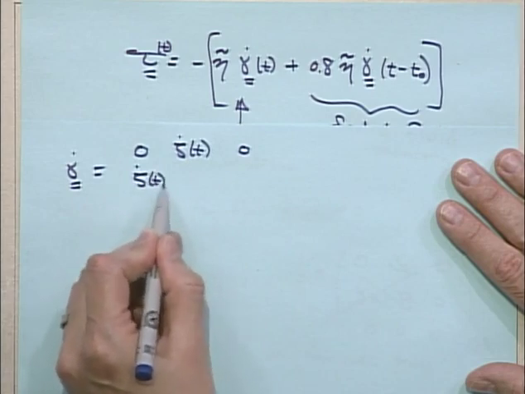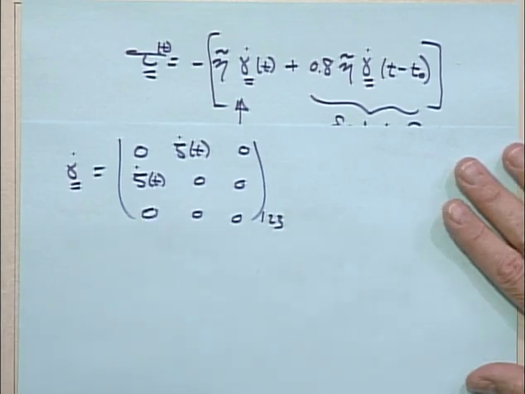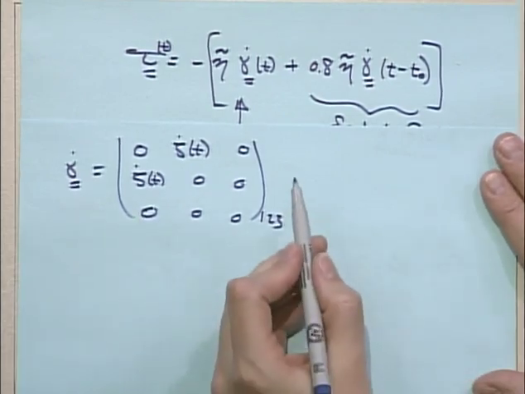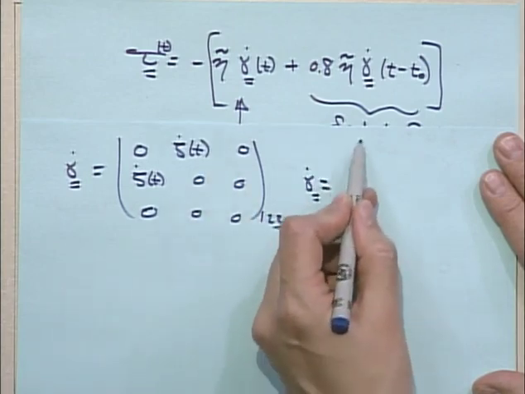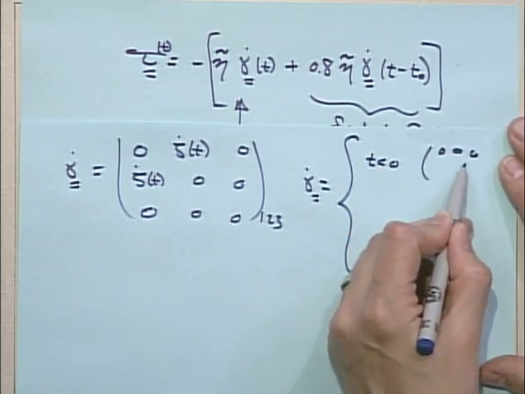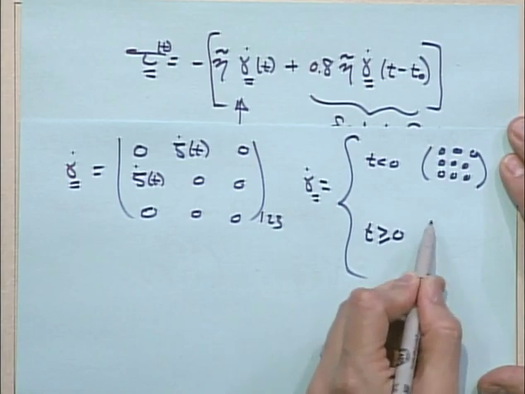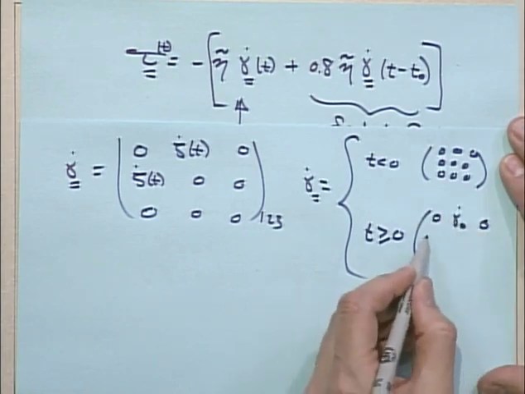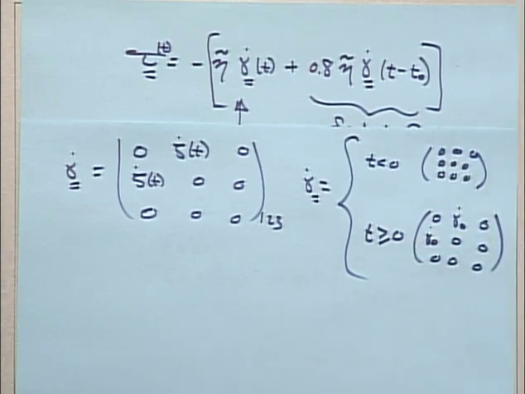Let's start with gamma dot in this flow: 0, sigma dot of t, 0, 0, 0, 0, 0, 0, 0. And as Juan pointed out, in our case, plugging in what sigma dot is, it's equal to two things. For t less than 0, it's equal to all zeros. And for t greater than or equal to 0, it's equal to 0, gamma dot 0, 0, gamma dot 0, and so on. So sometimes it's nothing, and sometimes it's something, just like with any startup.